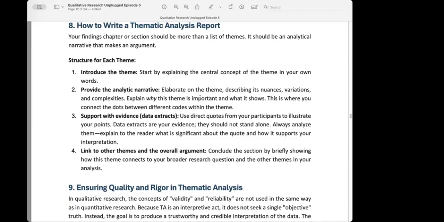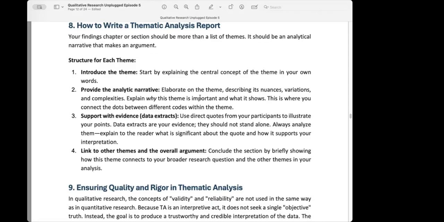That structure sounds really robust. Could you maybe walk us through that Maria example again, applying this reporting structure to one of her themes? Absolutely. Let's take theme 3. Anxieties of invisibility, the fear of being forgotten. Here's how you might structure the report section for it.